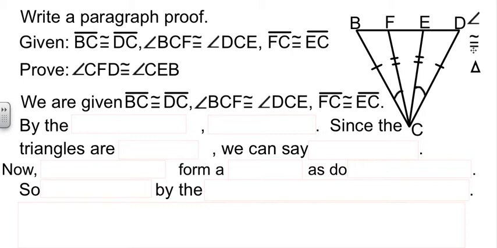So our job here, we're going to write a paragraph proof, because we haven't practiced one of those lately. So we're going to do one. And they've given us this beautiful picture with some triangles all over the place. And we're trying to prove some angles are congruent. I want to prove that angle CFD is the same as angle CEB. Well, we'll start with the given information. We're given that these things are all true.